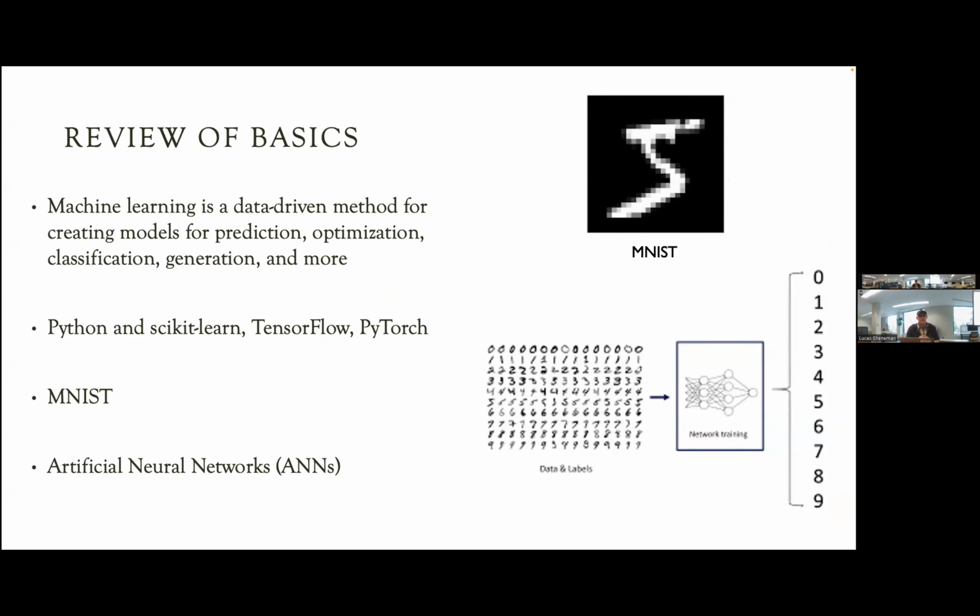So again, machine learning is really this data-driven method for creating models for prediction, optimization, classification, things like that. And now generation through generative AI. There's all sorts of toolkits or frameworks out there. The most popular ones are TensorFlow and PyTorch. There's also simpler ones that have been around for a while, like scikit-learn. There are other frameworks as well, but those two, TensorFlow and PyTorch, are really the most popular right now.